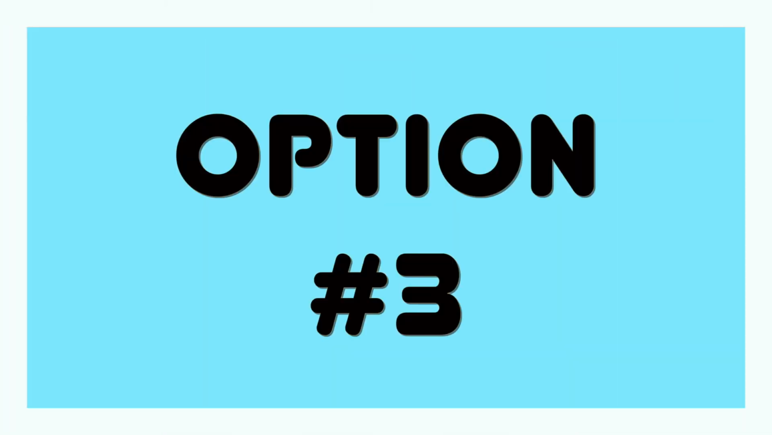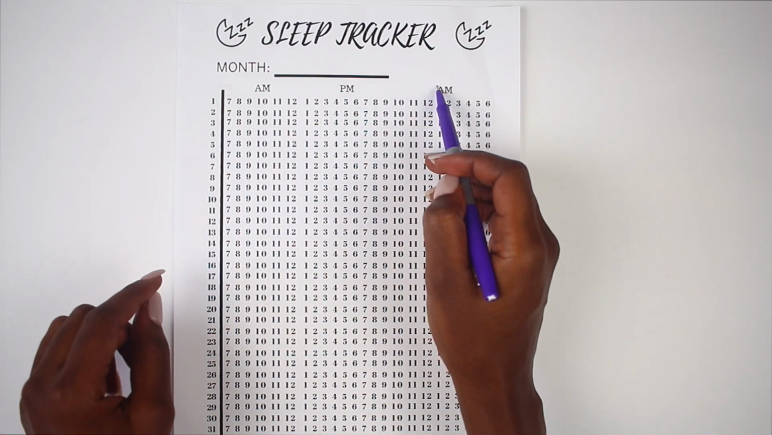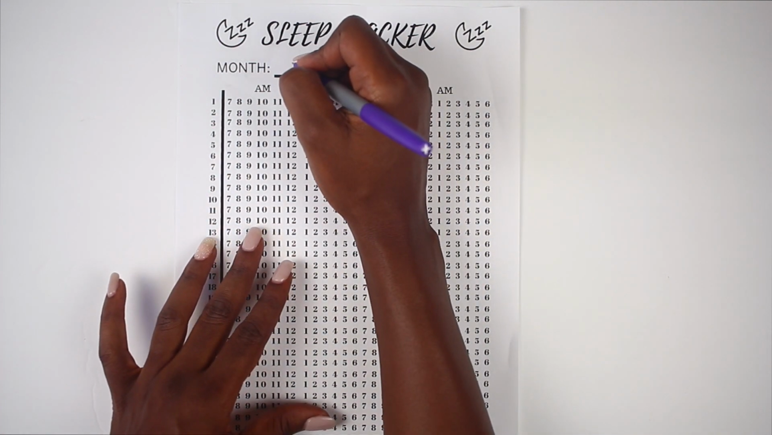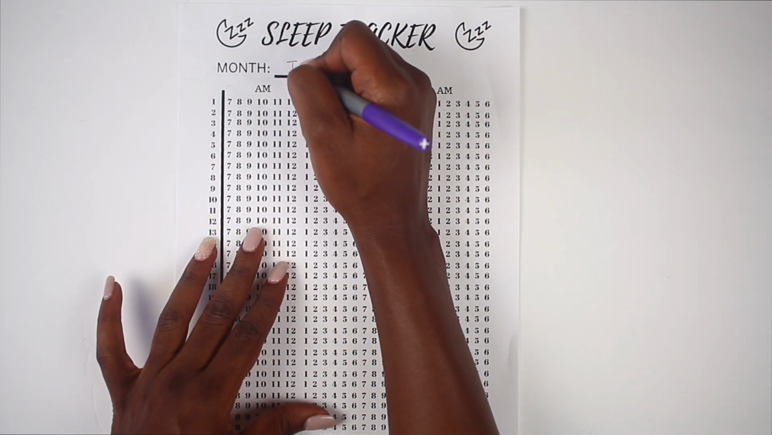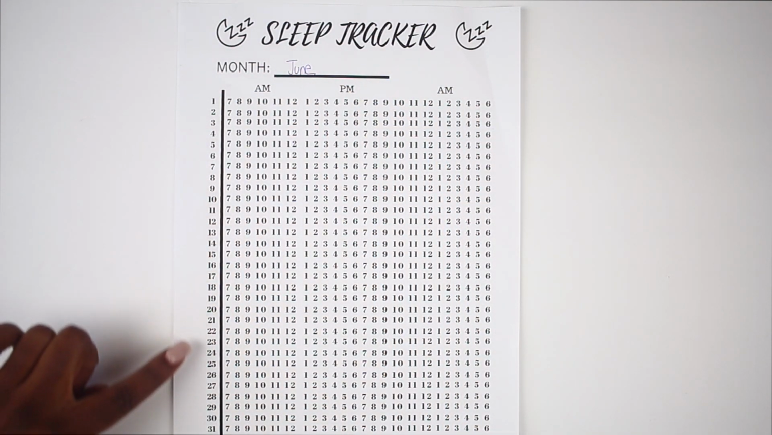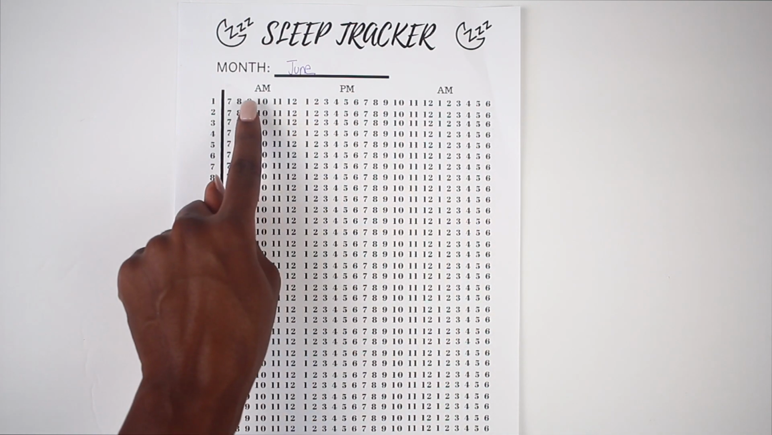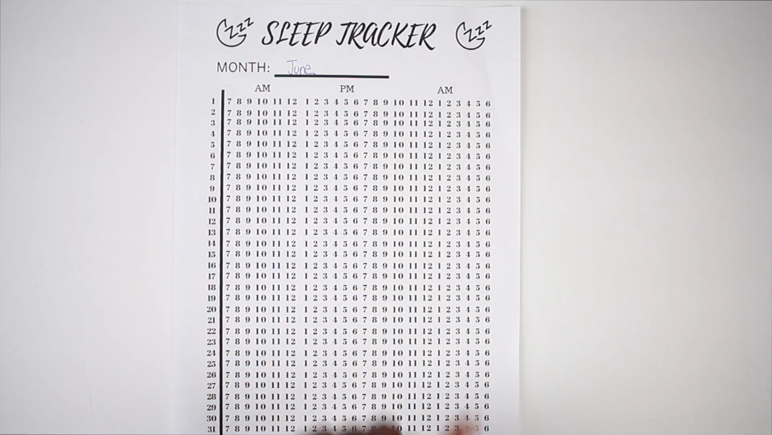Option number 3. Now here's where the printable comes into play, which can be downloaded in the description box below, but it's an easy setup. So if you're not into graphs and you just like something that you can print out and use, this one's for you. I'm writing the month. As you see, you go down, those are the days of the week, and then you have the hours, AM, PM, and you get to track your sleep right there.